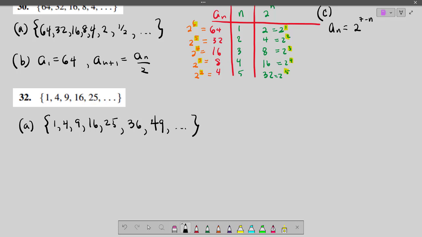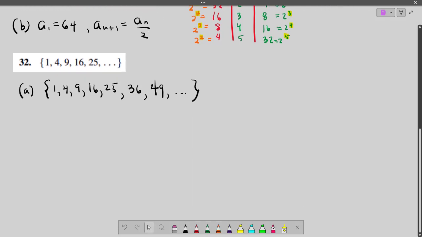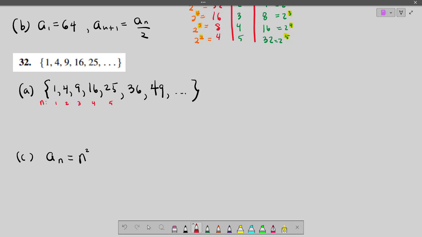So we have that. And we probably don't need to write up a table to come up with part C here. You can see that a sub n is a perfect square, so it's n squared. So if we put our indices down here, so n is 1, 2, 3, below the terms, just as a quick note, we can see, oh yeah, if we square 1, we get 1. If we square 2, we get 4, etc. So that is the explicit function.